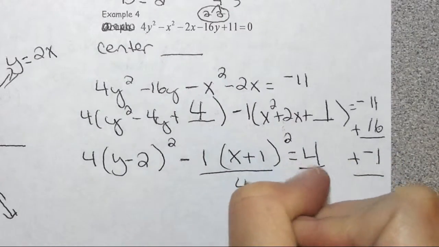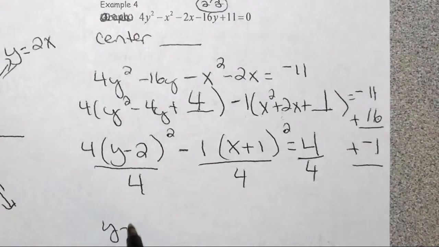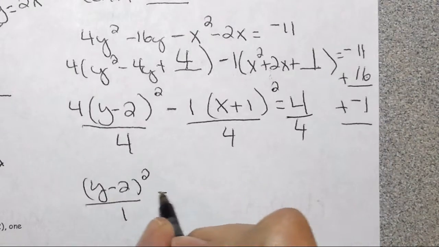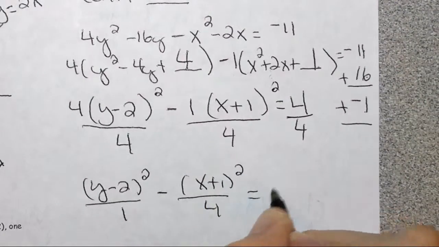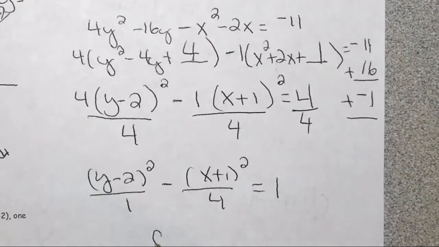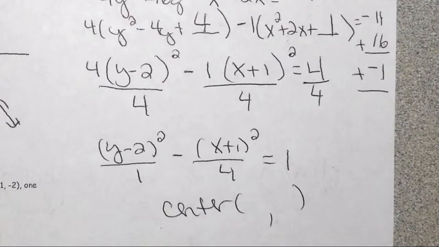We're almost done. So if I divide all this by 4, I get y minus 2 squared over 1 minus x plus 1 squared over 4 equals 1. And all I wanted was the center. Be careful.